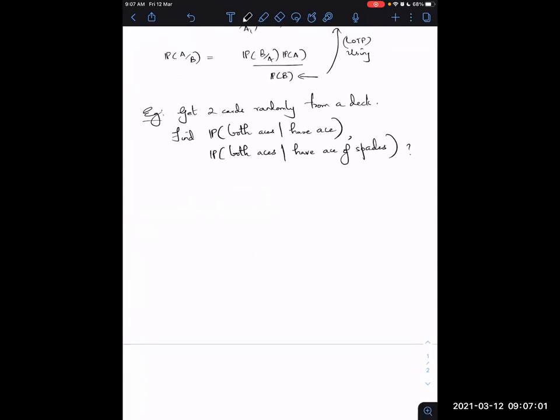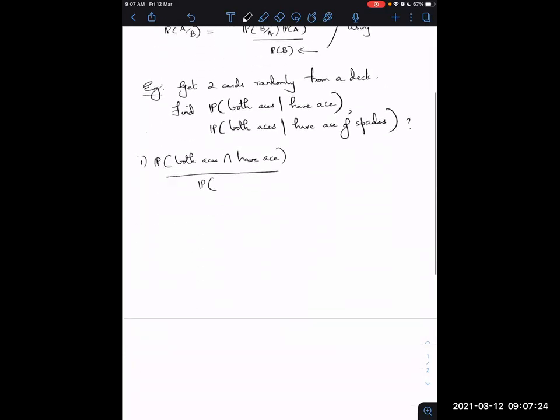As we know, by the definition we can write probability of A given B as probability of A intersection B divided by probability of B. According to that, we can write the first one as the probability that we have both aces and we have an ace, divided by the probability that we have an ace. Can someone tell me the expression for the numerator or a simplification of the numerator? What is the probability that we have both aces and have an ace? What is this event the same as? That's the hint.